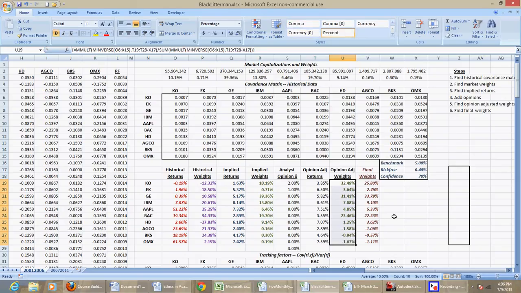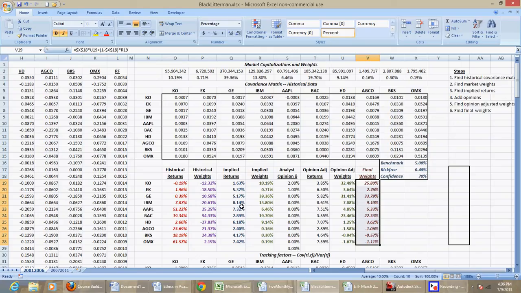But then I think to myself, hang on just a second, I'm different than the market. If I'm different than the market, am I sure I'm right? Well, no, I'm not sure I'm right. I'm pretty sure I'm right. I'm 70% sure I'm right. So the actual weights I use is 70% of what I believe plus 30% of what the market believes.